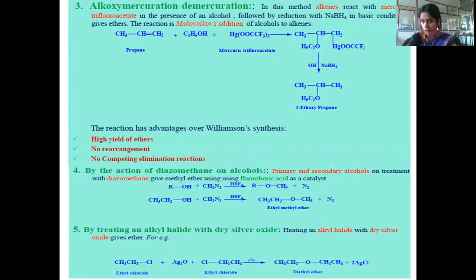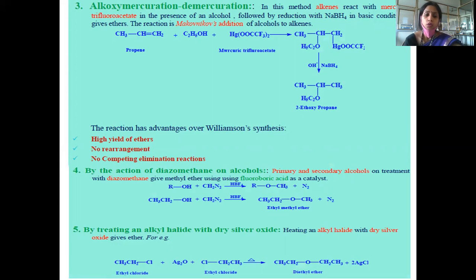It is more advantageous than the Williamson method. Why? Because firstly, it has been found that it gives a higher yield of the ethers, and secondly, there is no rearrangement required, and also no competing elimination. So there is no fear of an elimination reaction or formation of an alkene in this reaction.